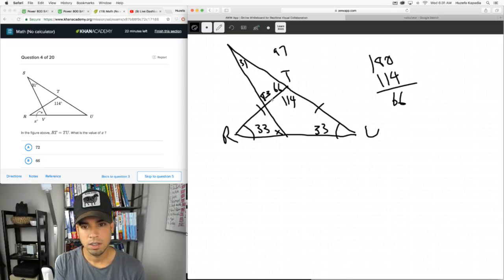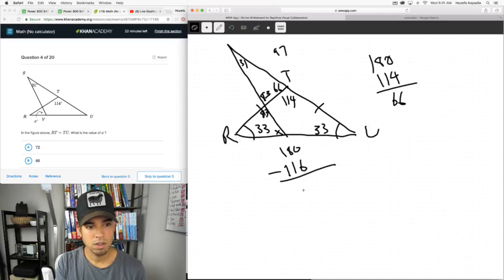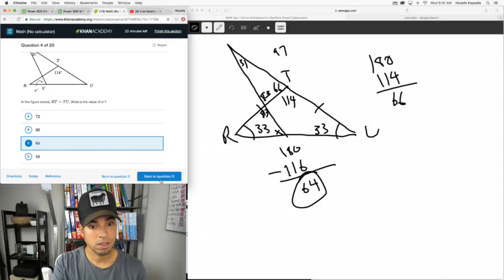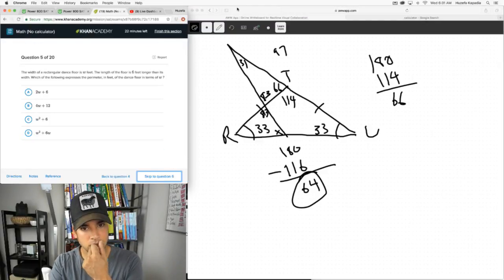Oh, man. This is a vertical angle, so this is 83. 83 plus 33 is 116, I believe. And then this one has to be 180 minus 116, which is 64. Okay, let's see if that's an option. Yeah, I think that's right. That was a lot more complicated than I thought it was going to be.